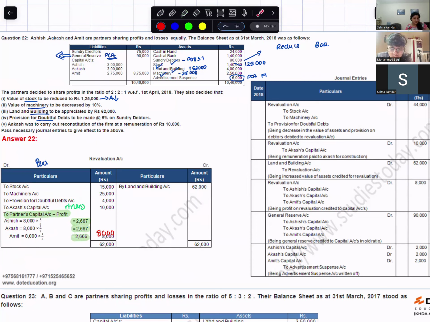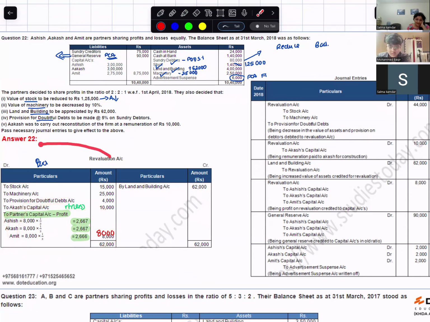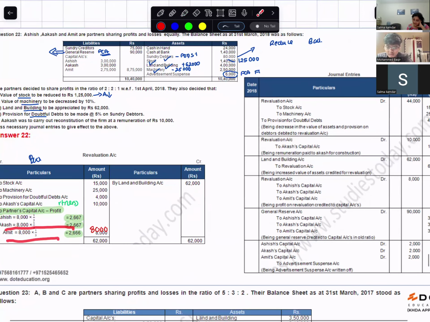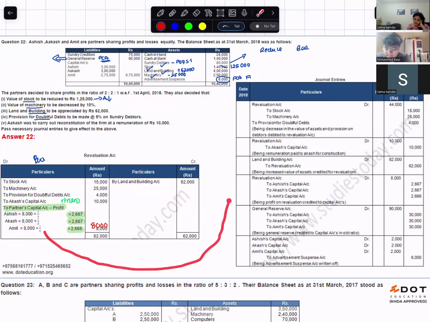And you have to pass a journal entry for this also. What will be the journal entry? Profit on revaluation transferred to partners' capital account. Revaluation account debit to Ashish capital account, Akash capital account and Amit capital account credit. This is the journal entry to transfer the profit or loss.